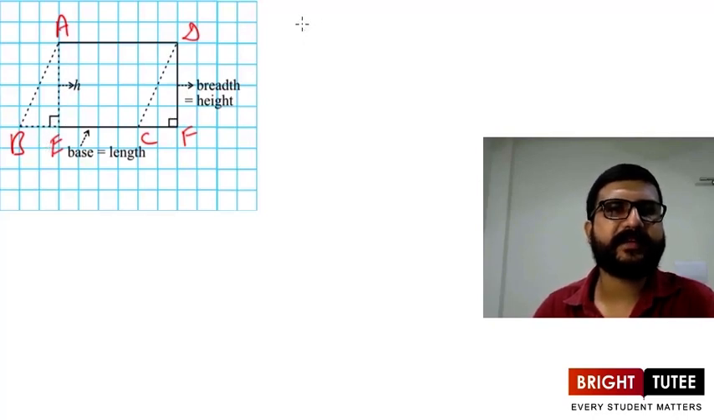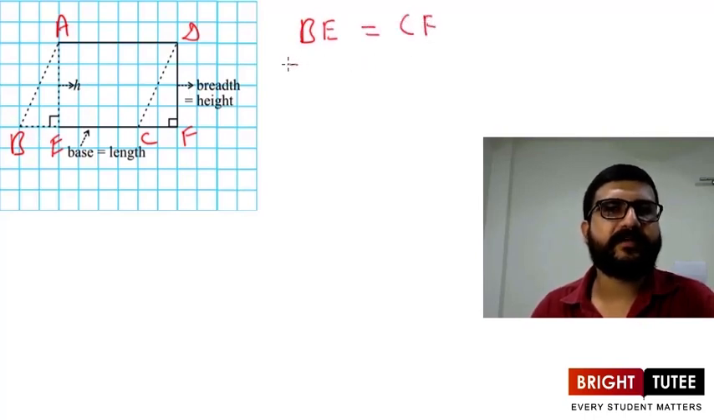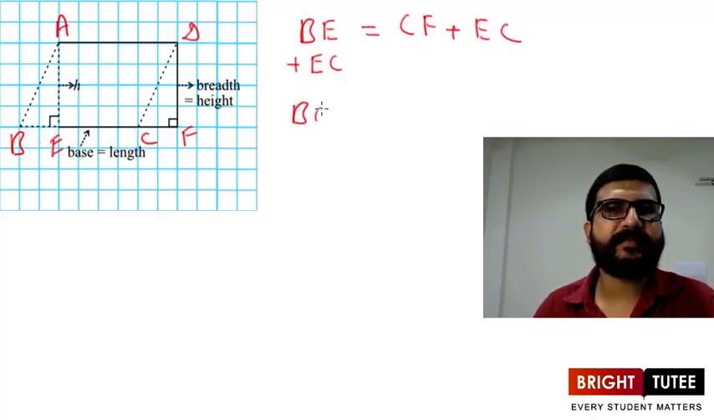So here we are having BE is equal to CF. This we know. Now let's add EC on both the sides. We can do that. We have added EC on both the sides. Now BE plus EC, this is BC. So BC is equal to CF plus EC. Now what is CF plus EC? It is EF.